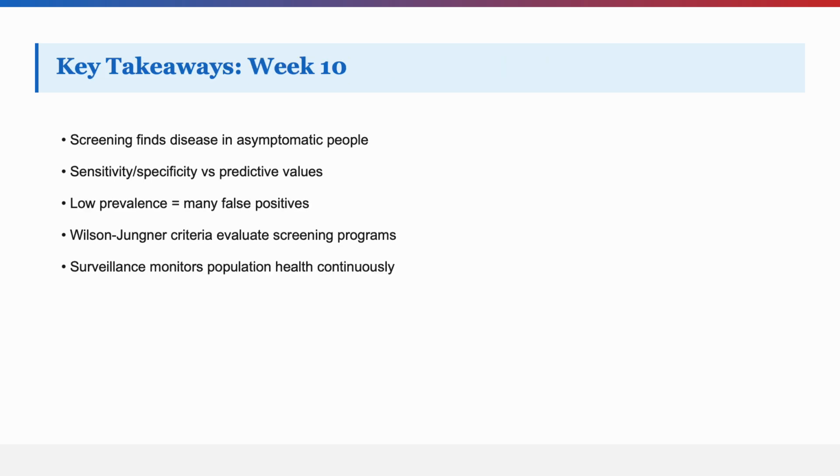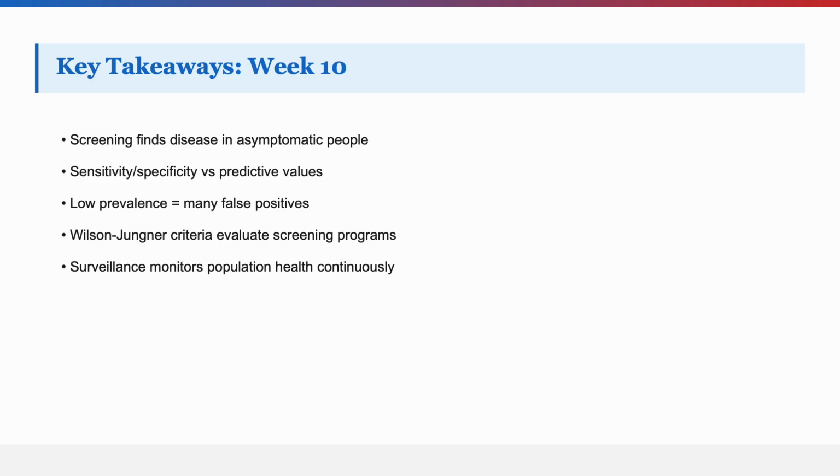Let's summarize screening and surveillance. Screening applies tests to apparently healthy people to find disease early. It's a population-level intervention with different dynamics than diagnostic testing. Sensitivity and specificity are test characteristics. Predictive values tell you what results mean for individuals and depend critically on disease prevalence.